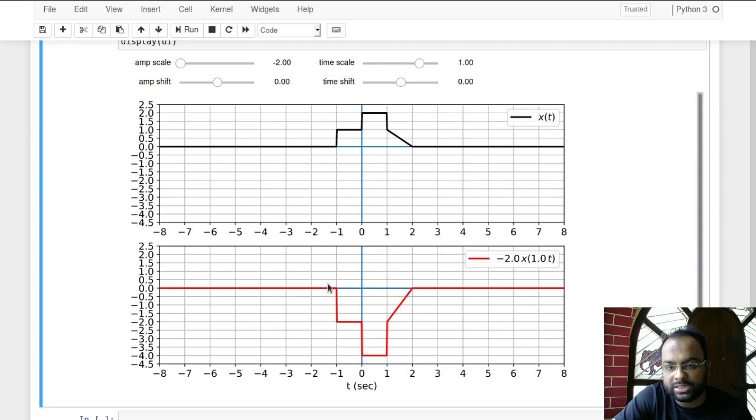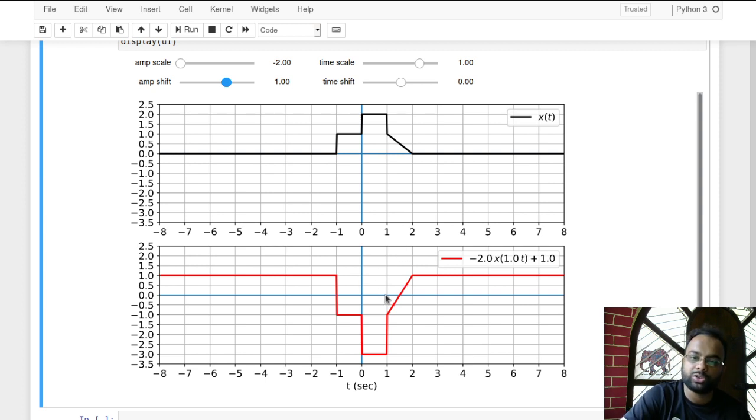So all those values, the times where the signal was 0, will be shifted up by 1. This amplitude, which was 4, will now be shifted to 3. This value, which is -2, will be shifted to -1, and so on and so forth. So that is amplitude shifting by 1 unit. As you can see, this is the resulting signal. This is xt, and from that we have -2xt plus 1. Let me know if it is understandable. If you have any difficulty understanding, let me know.